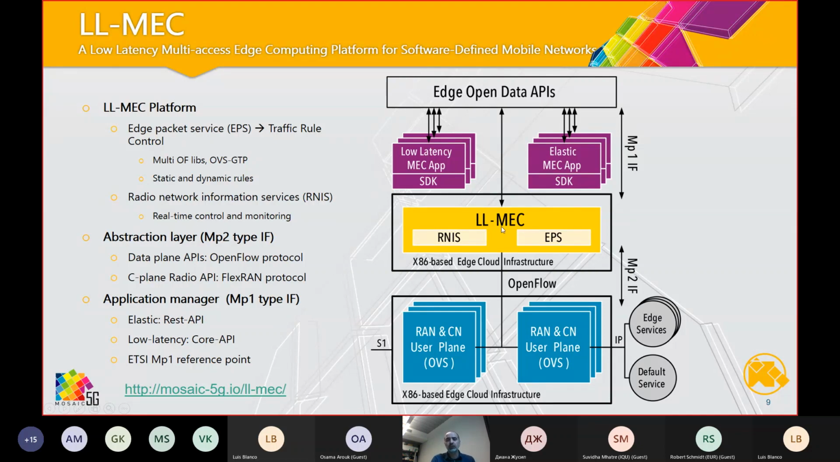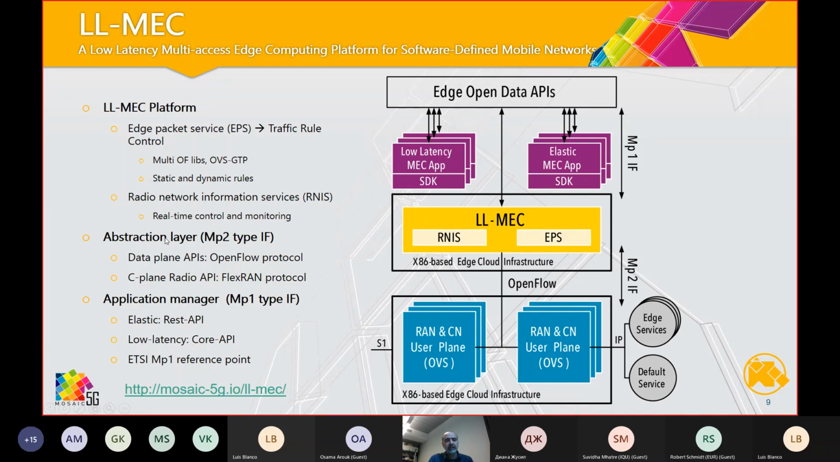And of course, through the controller, you have some applications that get the status and operate on different users, different applications. So in the LLMAC platform, we have two important modules. One is the edge packet service, which acts as a traffic rule control, and it is realized using OVS, Open Virtual Switch, with the GTP. And we have the radio network information service, which is realized through FlexRAN, where we get all the information.